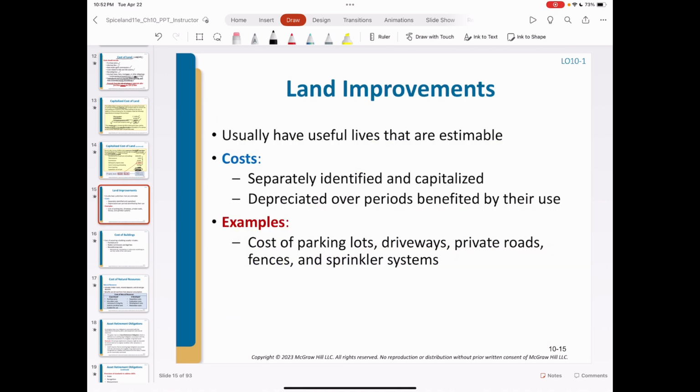So for the land improvements, it depends on the useful life. If the land improvements' useful life can be estimated, that means its useful life is definite. They will be reported as land improvements, part of PPE, not the cost of land. The examples include parking lots, driveway, private roads, fence, sprinkler system. These all have limited life, so they are subject to depreciation. They will be reported as a separate item from land.